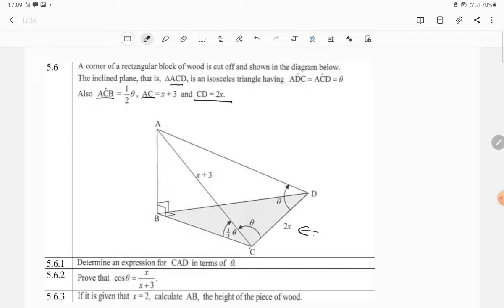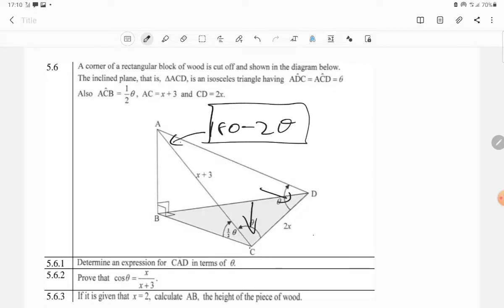So what are we going to find then? We are to determine an expression for the angle CAD in terms of theta. If you have this angle as theta and that angle as theta, the third angle is going to be 180 minus 2 theta. So the expression we are looking for is 180 minus 2 theta.